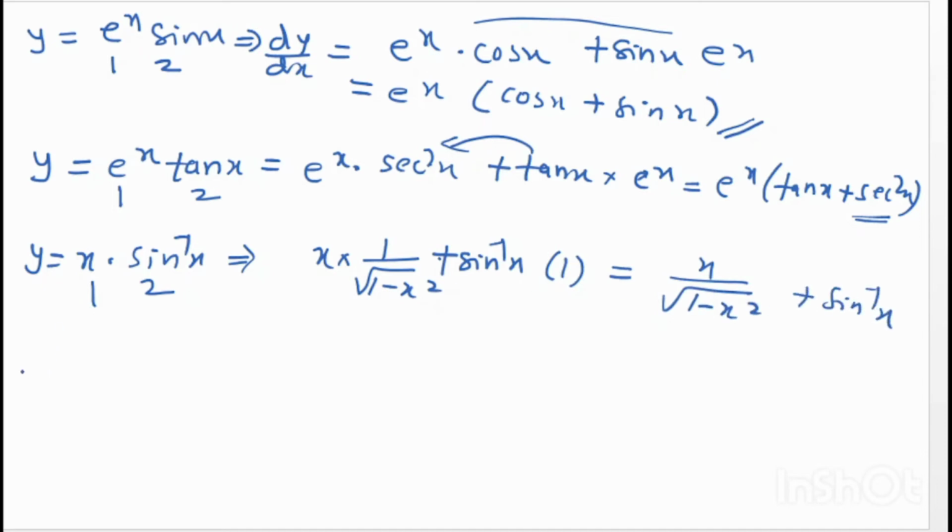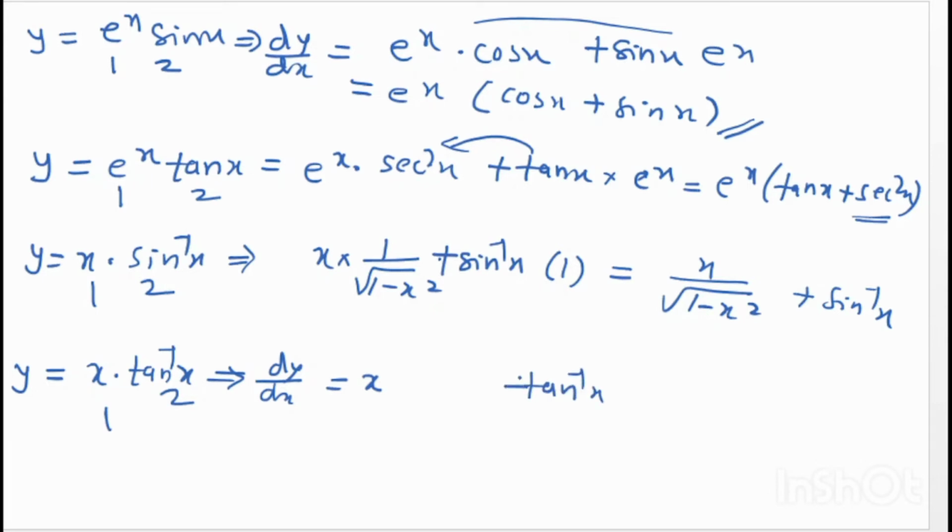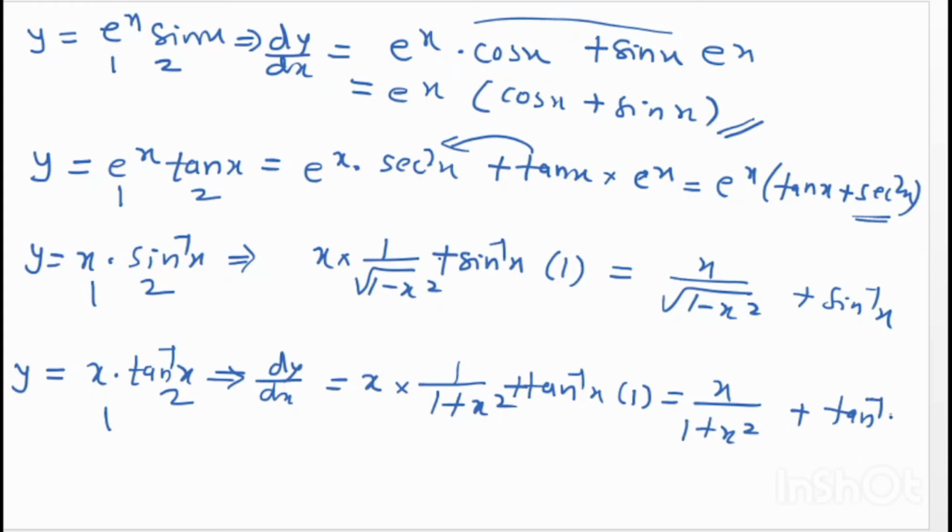Next example, y is equal to x into tan inverse x. So what is the derivative? That is dy by dx is equal to, now this is our first and second, mark. So first go first, second go second, take the plus sign between them. What is the derivative of tan inverse x? That is 1 upon 1 plus x square, and the derivative of x is 1. So what we get is x divided by 1 plus x square plus tan inverse x.